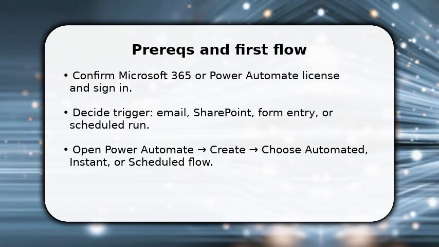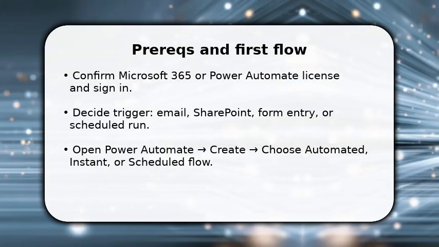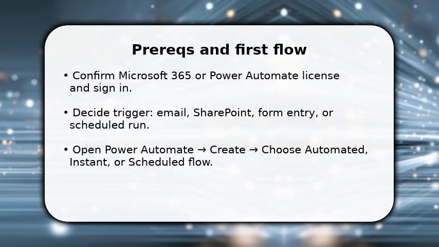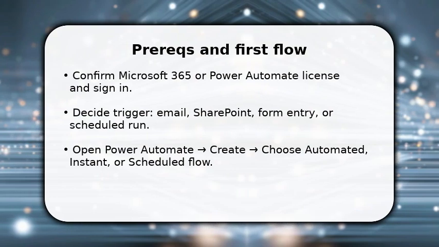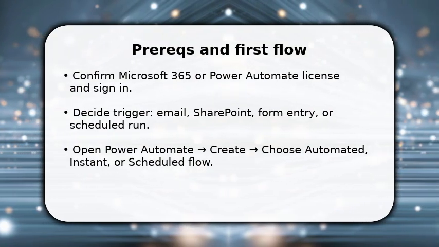Then add the trigger configuration. Specify mailbox, list, form ID, or schedule frequency. This gets the flow listening for the exact event you'll automate and prepares the canvas for actions.